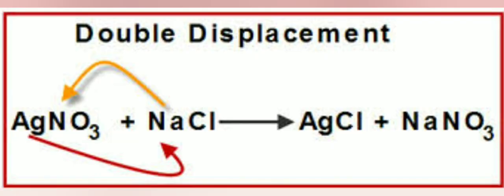One more example of double displacement reaction. Here silver nitrate plus sodium chloride form silver chloride and sodium nitrate by exchanging radicals between them.